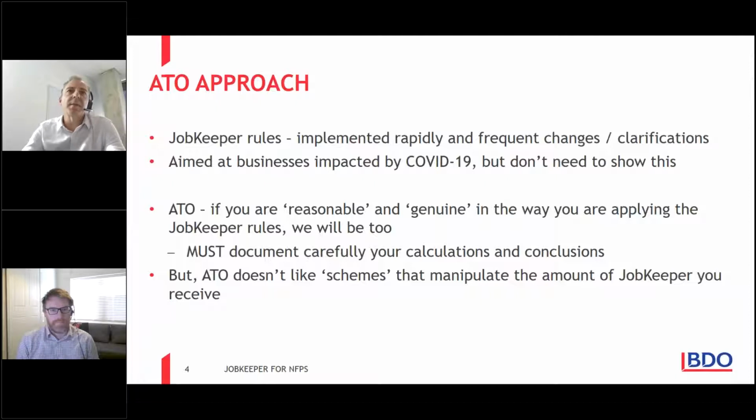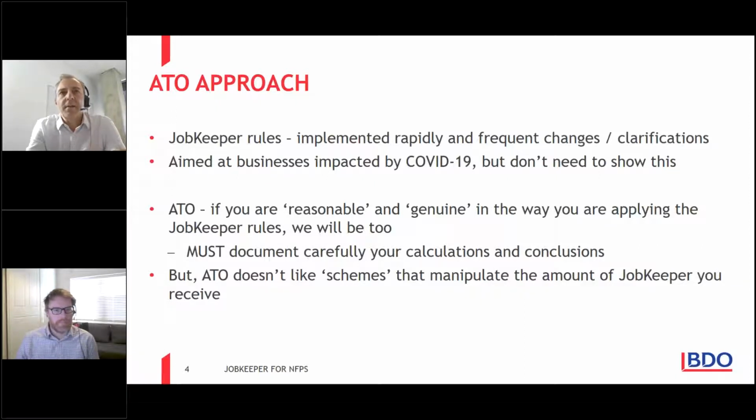As I said, it's aimed at businesses impacted by the COVID-19 crisis, but you don't need to show that this was the case. So compared to some of the state initiatives where you do have to show that direct link to COVID-19, you don't need to for JobKeeper. I guess what's really important, and I've sat through a number of sessions now with representatives from the tax office, is that what I'm hearing constantly is them saying, if you're being reasonable and genuine in the way that you're applying the JobKeeper rules, then we will be too.